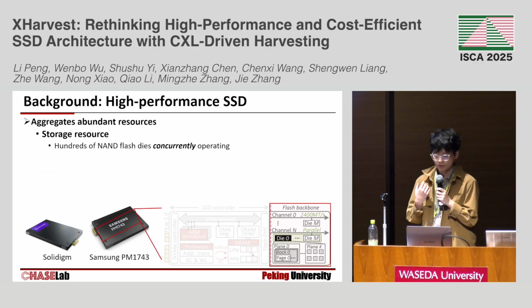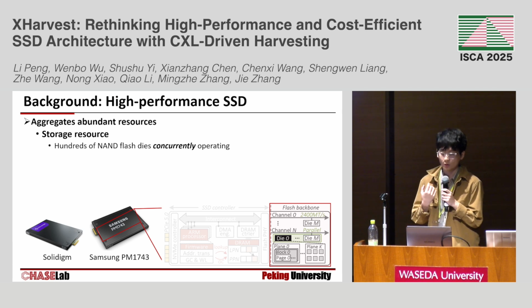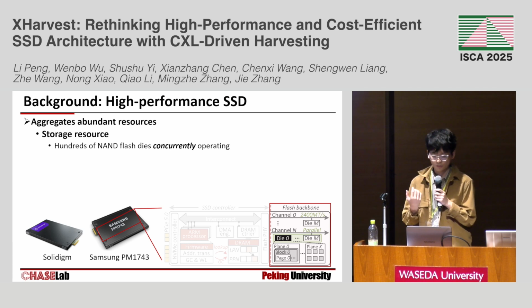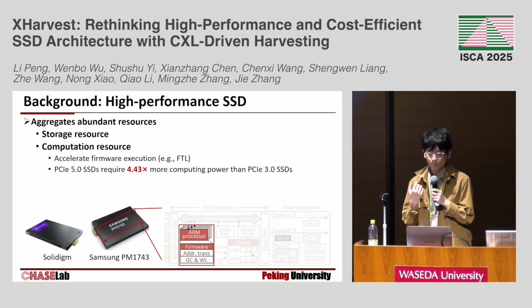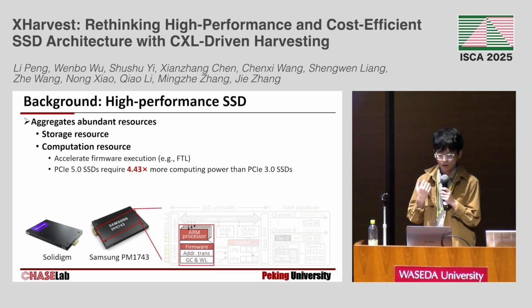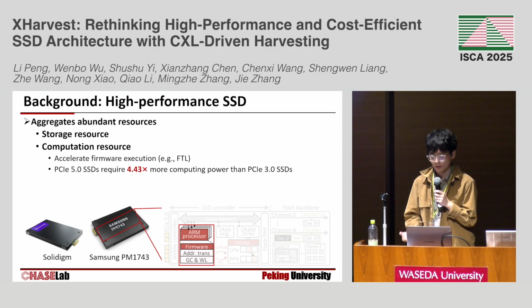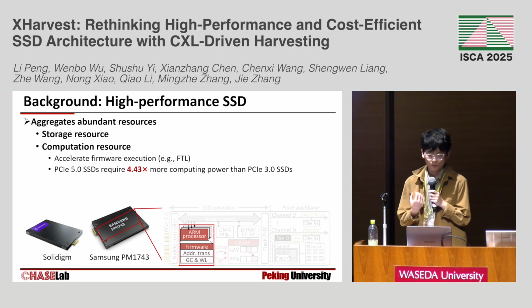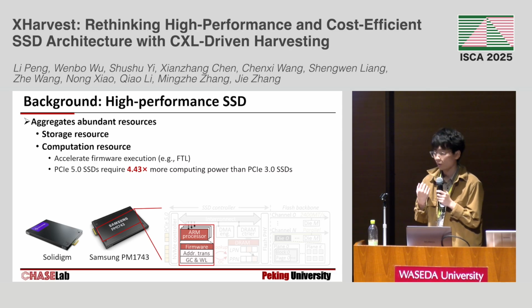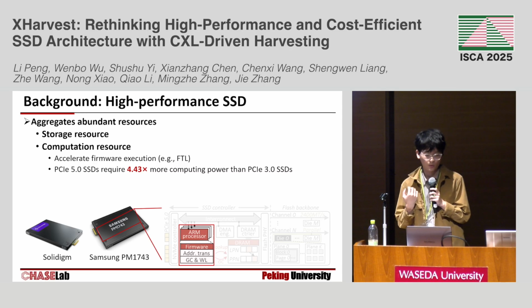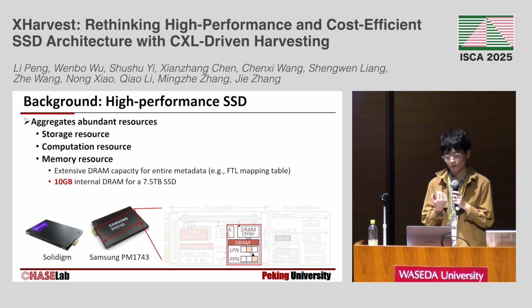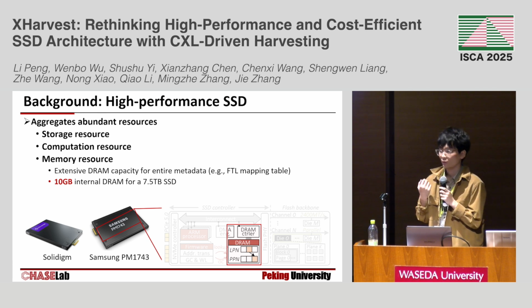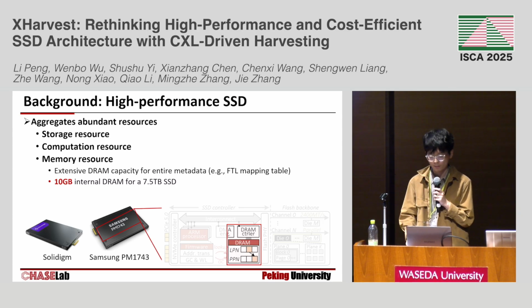Achieving this high performance requires the SSD to aggregate numerous storage resources, notably hundreds of NAND flash drives concurrently operating. The SSD also demands substantial computation resources to accelerate the firmware execution, such as the flash translation layer. For example, PCIe 5.0 SSDs require 4 times more computing power compared to PCIe 3.0 SSDs. They also require extensive DRAM to accommodate the entire metadata, with 7.5 TB SSDs typically requiring 10 GB DRAM.